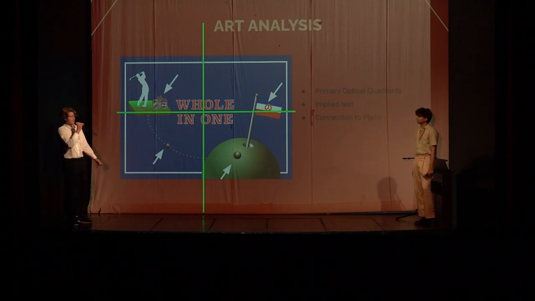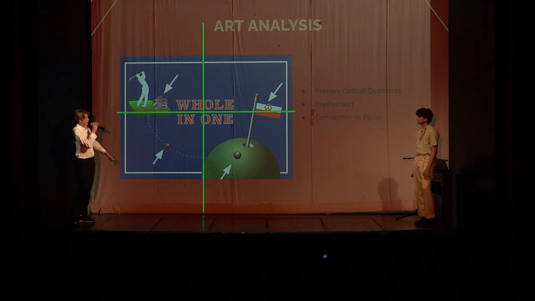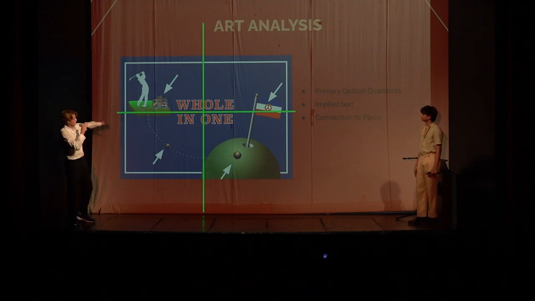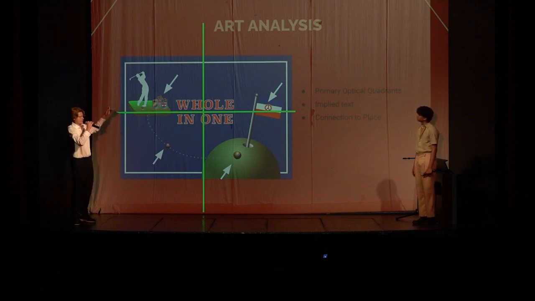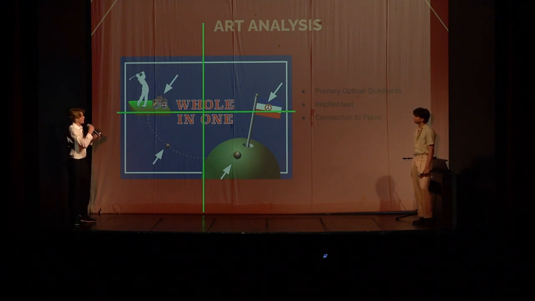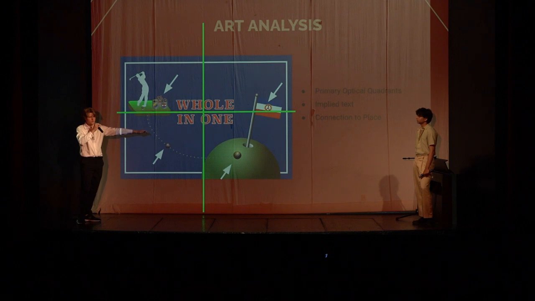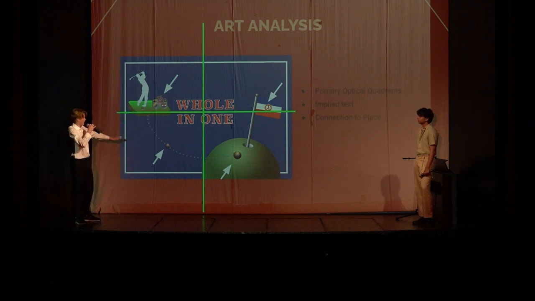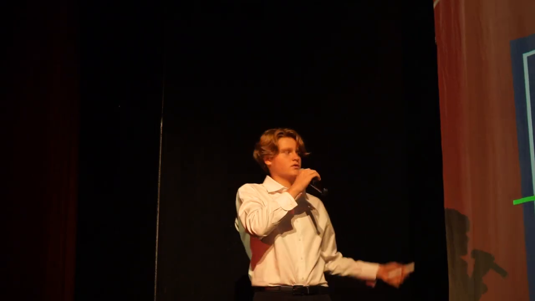So similar to Arryan, I also focused on three different aspects of art which can be represented here. The first one, like I said earlier in the slideshow, is the primary optical quadrants, and that can be displayed by this neon green line that goes directly vertically and horizontally across. What this means in the Western world is naturally we read top left, top right, bottom left, bottom right. The reason why this is important in my piece is you have positive space with a golfer in the top left and the hole in the bottom right, and then negative space in the top right and negative space in the bottom left.